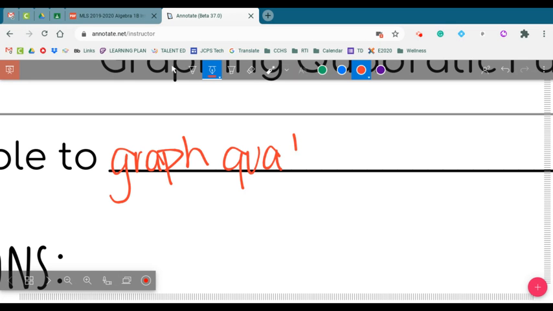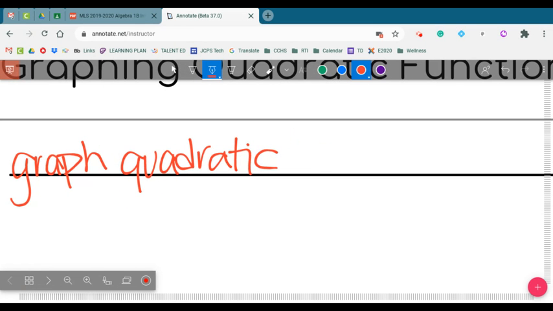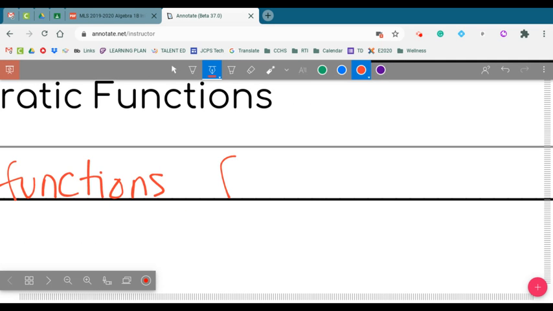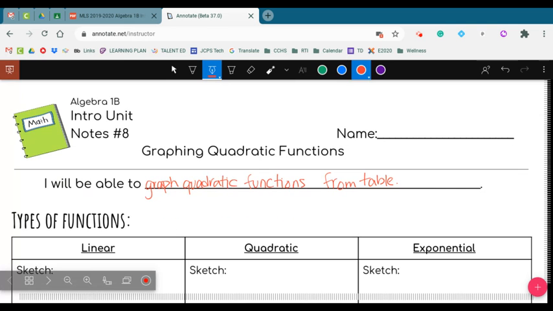quadratic functions. We're going to put from a table. Tomorrow, we'll talk about how we can graph those functions just from using our equation.